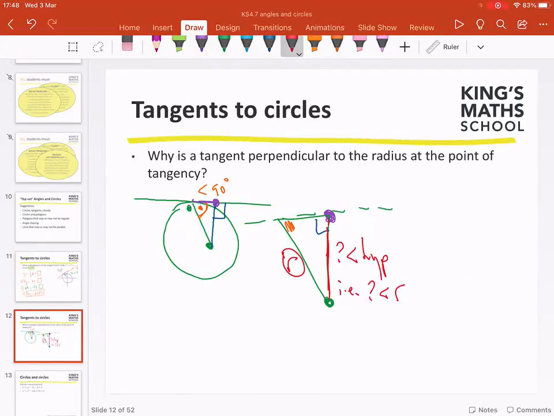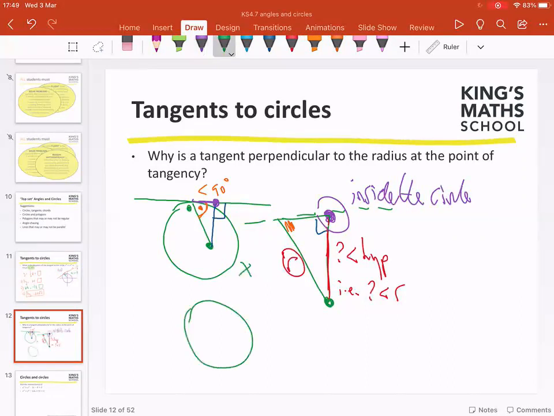That means the purple point can't be outside the circle. So if that length there is less than the radius, then the purple point has to be inside the circle, because it's not far enough away from the center of the circle. So actually, what has to happen then, the problem is that the picture has to look like this.